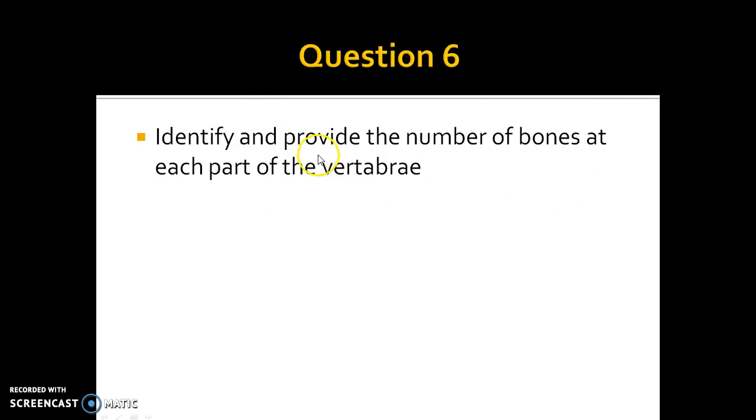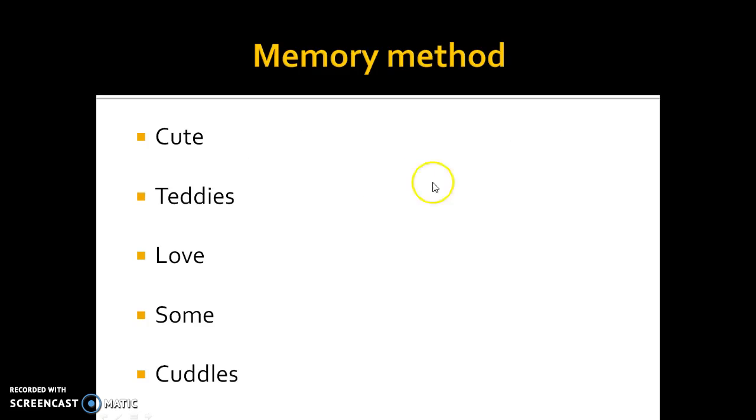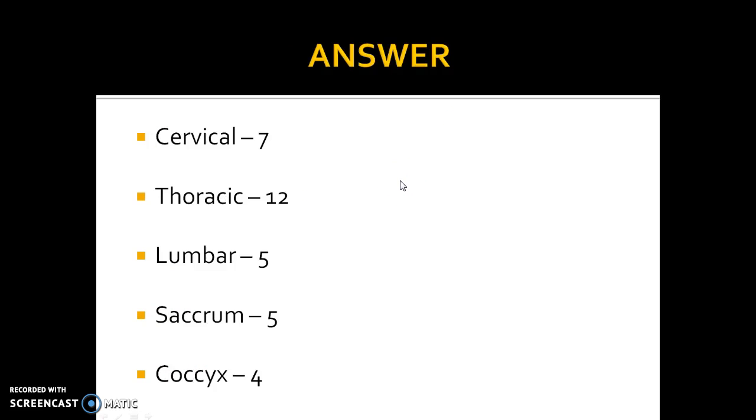Next one, question 6. Identify and provide the number of bones at each part of the vertebrae. Can you identify and provide a number? Can you think of a memory method? Pause it if you just know it. If you need to use a memory method, I'll move on to it now. From there, do you think you can translate that mnemonic into the answer and then give the number of bones? The answer then is going to be that. See if you got it right.